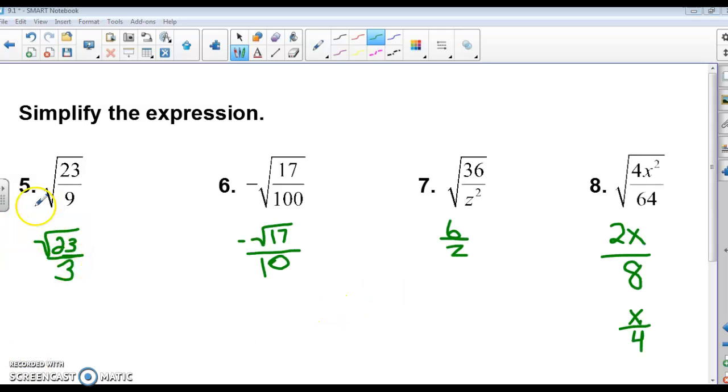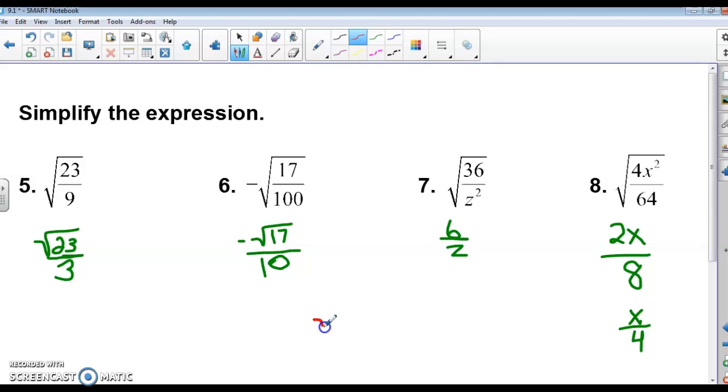Okay, so for number 5, we have the square root of 23 over 3. For 6, we have negative square root of 17 over 10. For 7, we have 6 over z. And for 8, I got 2x over 8, which then simplifies to x over 4. Please note that you can't simplify if it's inside of the radical.